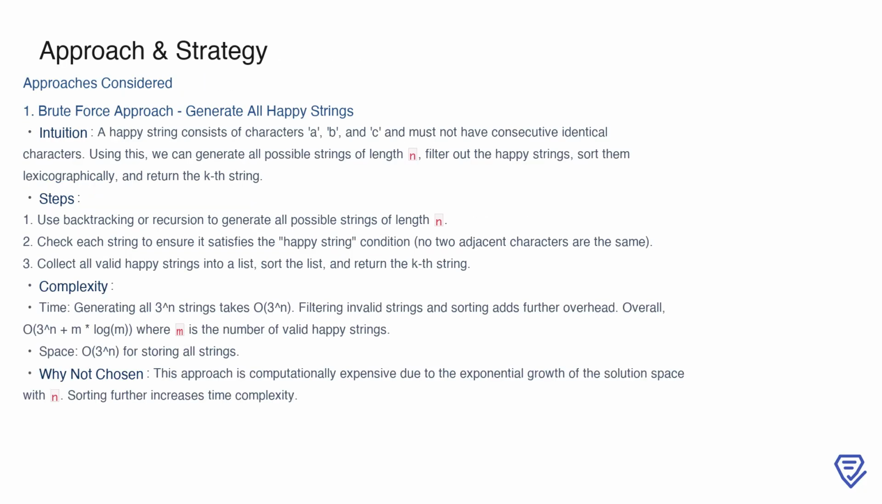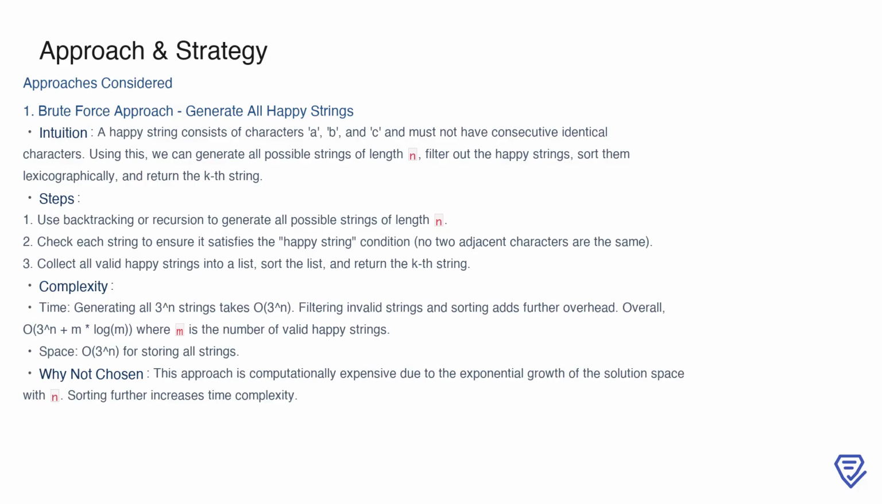To solve the problem of finding the Kth lexicographical happy string of length n, one approach we could consider is brute force. The idea here is to generate all possible strings of length n using the characters a, b, and c, and then filter out the ones that qualify as happy strings. Remember, a happy string is defined as having no two consecutive identical characters. Once we have all valid happy strings, we sort them lexicographically and simply return the Kth string.